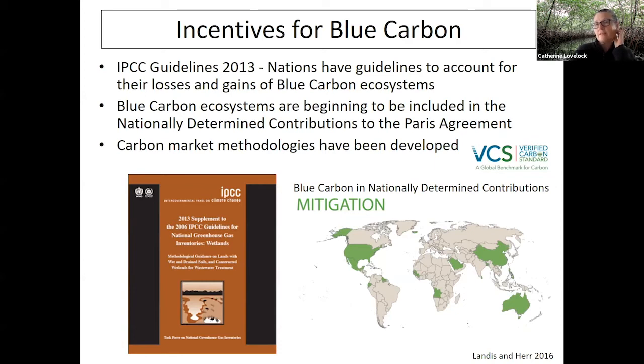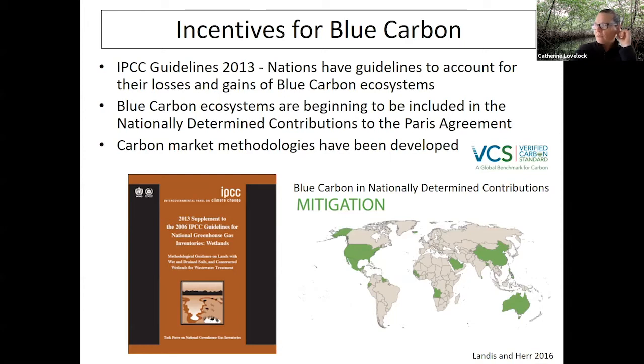There are few countries that use it, so that's still an ongoing challenge. But definitely blue carbon ecosystems are beginning to be included in the nationally determined contributions to the Paris Agreement. These are the nations' statements about how they're going to contribute to climate change mitigation. And you'll see below this picture, those countries in green are ones that have indicated that they're on their way to including blue carbon in their nationally determined contributions.